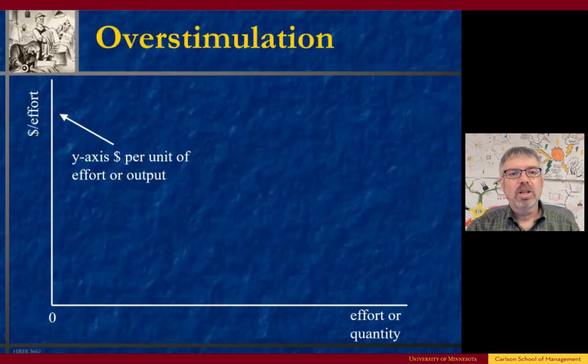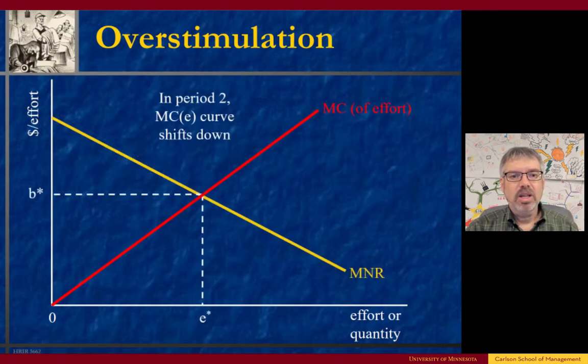And so, if we go back to this graph, this is dollars per effort on the y-axis. So this is going to be a marginal setup, and we have units of effort or quantity on the x-axis. And so then, the typical setup here for piece rates, we have the marginal net revenue curve in yellow declining. We have the marginal cost of effort in red increasing, right? And we use this setup to find the optimal piece rate of B star.